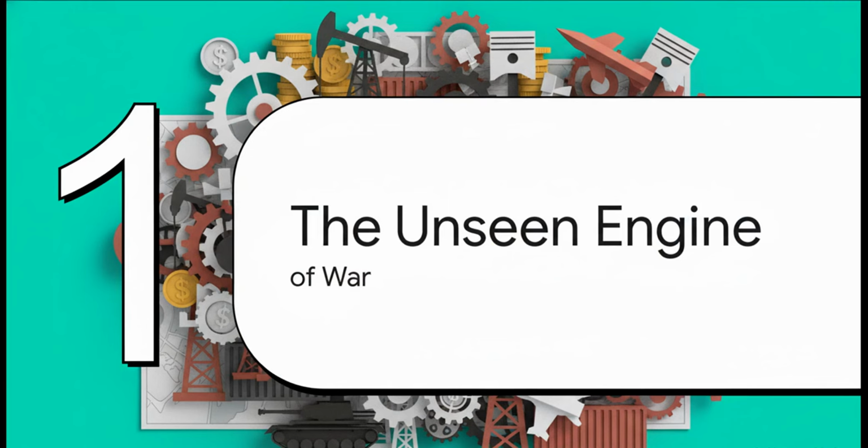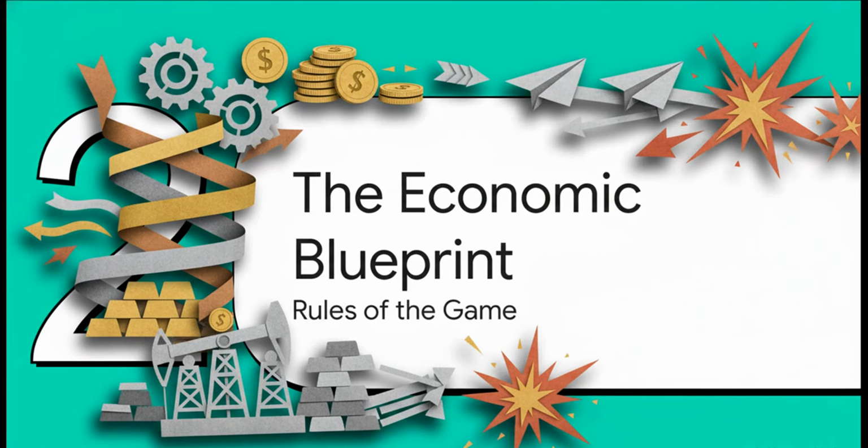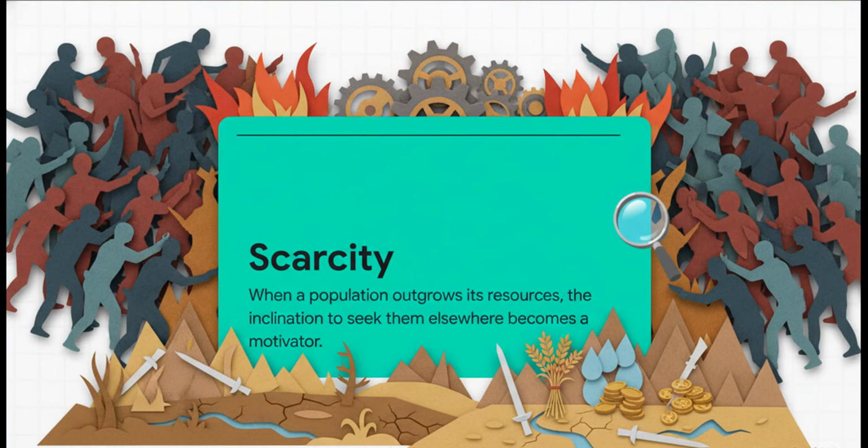So let's pop the hood on that unseen engine. In this explainer, we're going to explore how the constant hunt for economic power has set the stage for some of humanity's biggest and most destructive conflicts. So, this economic blueprint pretty much operates on three simple rules of the game. These rules really help explain how resources and the pursuit of wealth can lead pretty directly to war. Let's break them down. Okay, rule number one is scarcity.